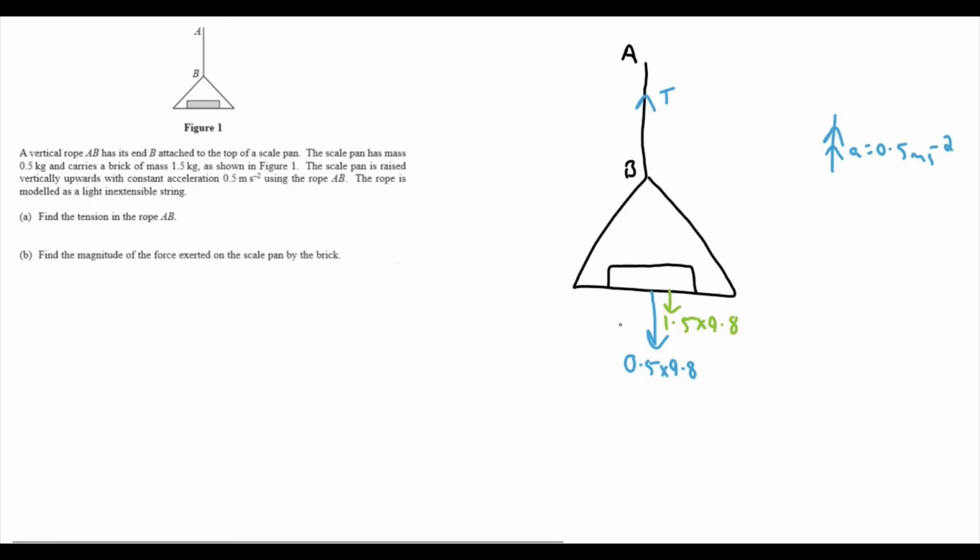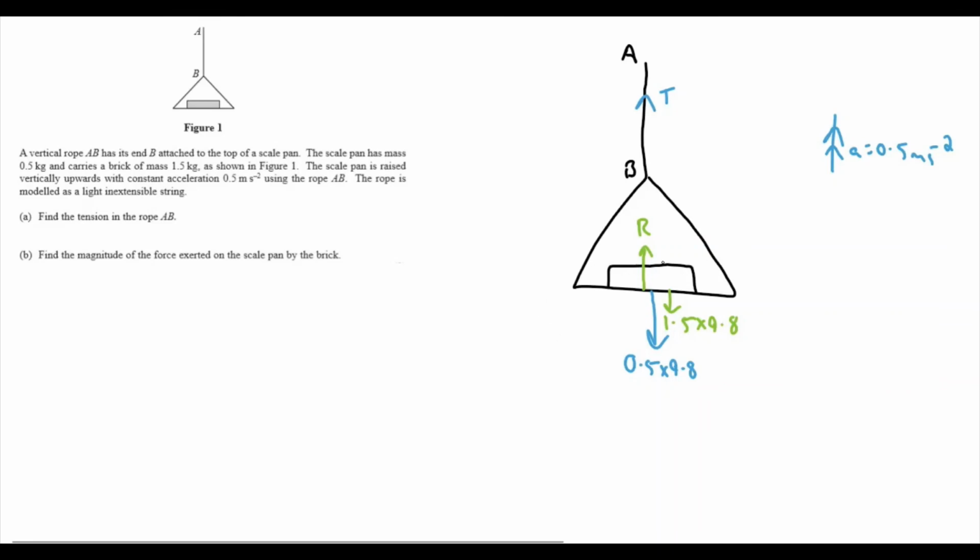Now, whenever two objects are going to be touching, they're going to generate a reaction force with each other. When you walk, you press your foot down into the ground, but the reason why you move forwards is the ground pushes back up on you. The reason why this brick isn't just dropping through the bottom of the pan is because the pan is pushing back up on the brick with its own reaction force.